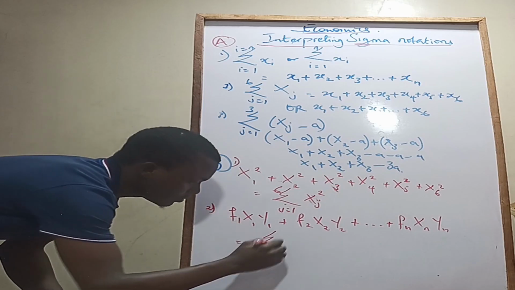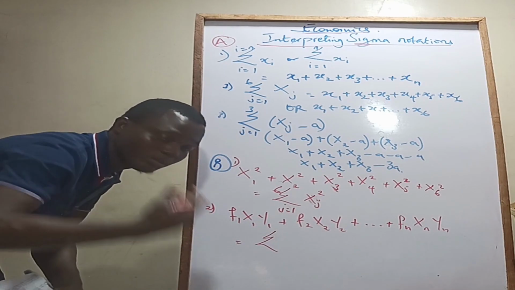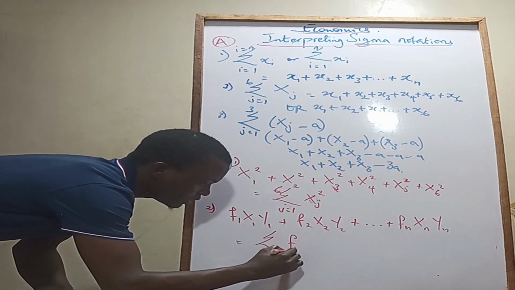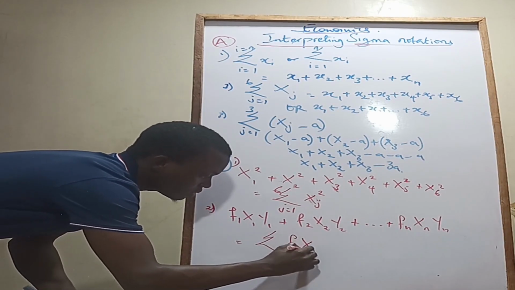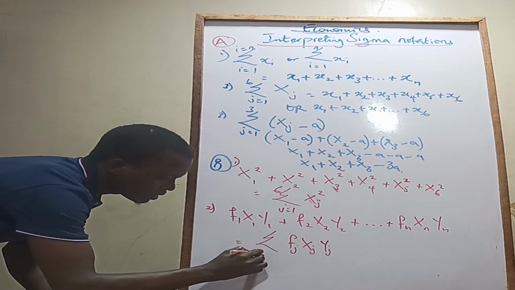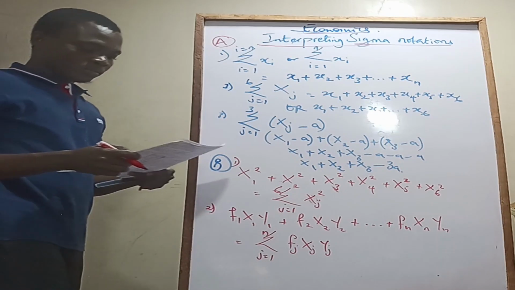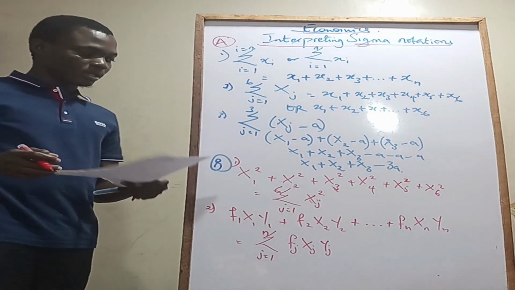The function itself is, since it's 1 1 1, 2 2 2, we use the same letter to denote them. So f_j x_j y_j, where j starts from 1 and ends at n. All right, so that's about that.